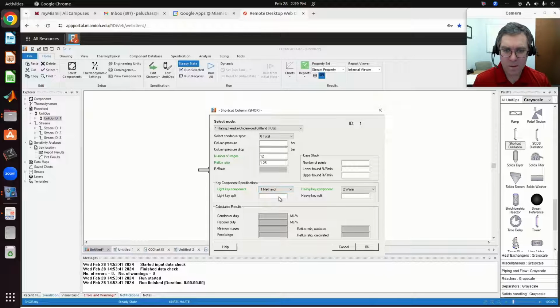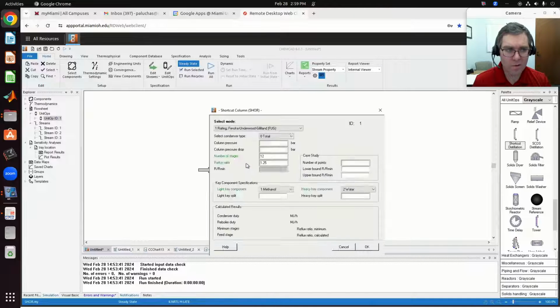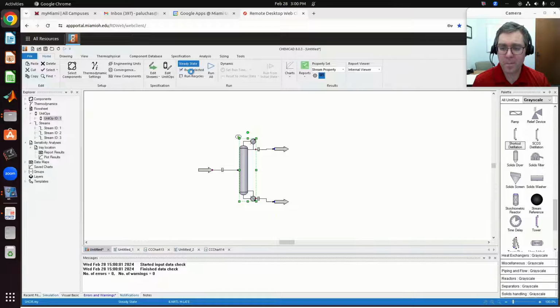So I'm going to click OK. I thought I didn't have to specify it, it wasn't green, but let me. They want a heavy key split, but I can't specify a light key split. So let me try a heavy key split, and let me just do 0.01, and let's see what happens. Okay, if run selected, it runs.